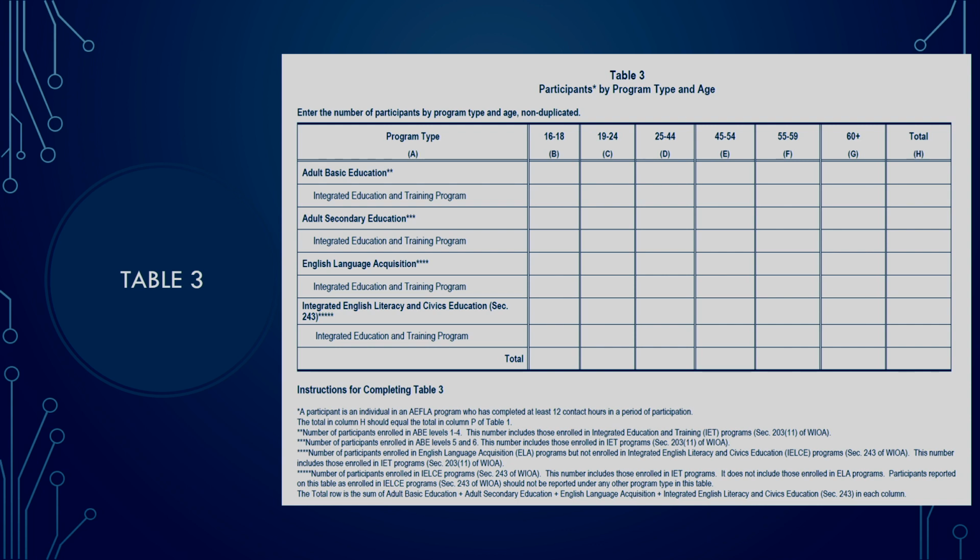Once they have that, the student will then be put onto the appropriate rows. You can also see that this is again broken out by age group. It's the same as Table 2 and 2A. The age is dependent upon what age they are when they start within the program.